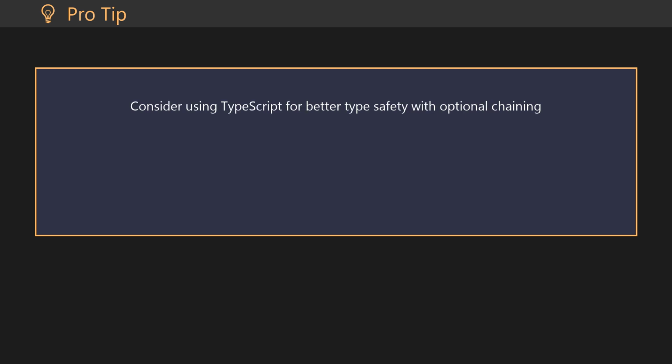If you're working with TypeScript, consider using it with optional chaining. TypeScript provides better type safety, which can help catch potential issues with optional property access before they become runtime errors. This makes your code even more robust and maintainable.